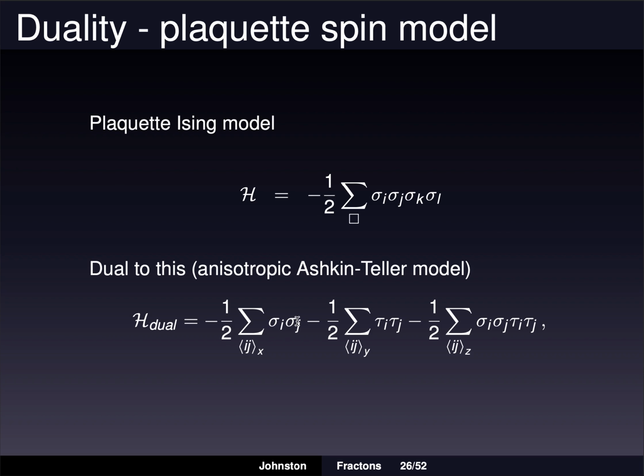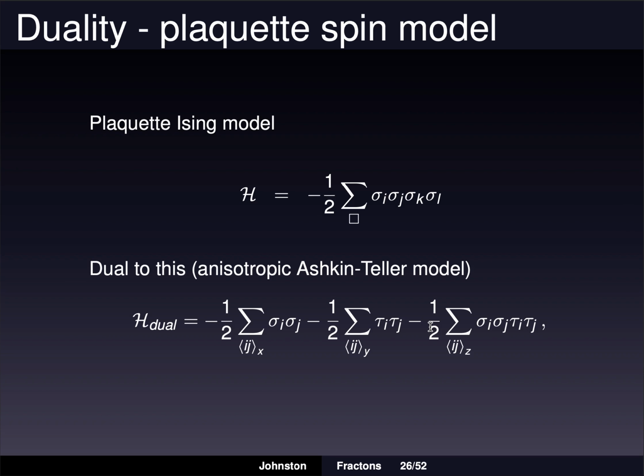So there's one set of spins that are coupled along one direction, the x direction. There's a different set of spins that are coupled along, say, the y direction, and then along the third direction, there's an energy coupling between both sorts of spins. So the high temperature phase of this model looks like the low temperature phase of this one, the dual model, and vice versa.